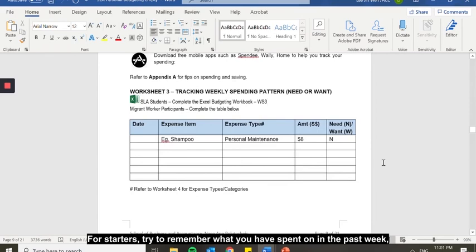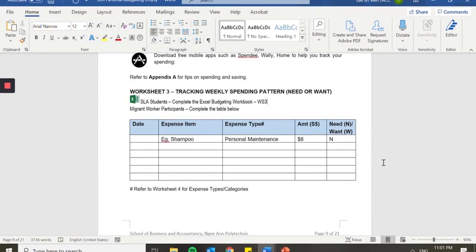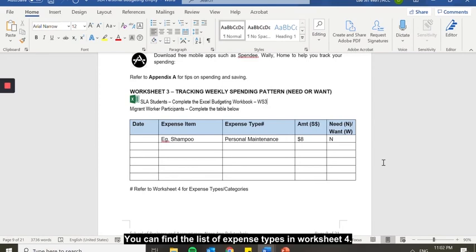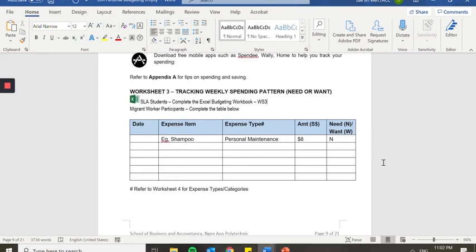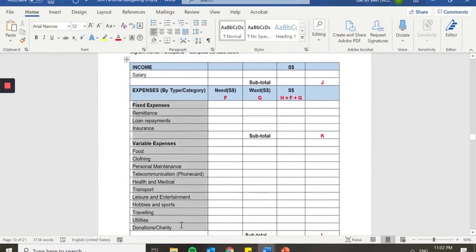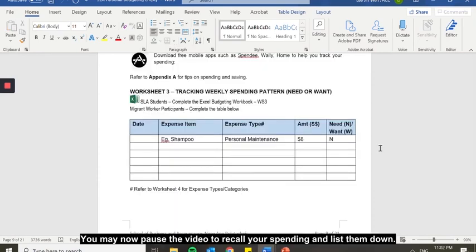For starters, try to remember what you have spent on in the past week. List them down under expense items and include the date when you spent it. Then, classify these items into the correct expense type. You can find the list of expense types in Worksheet 4. You may now pause the video to recall your spending and list them down.